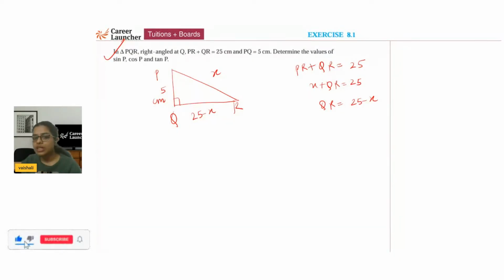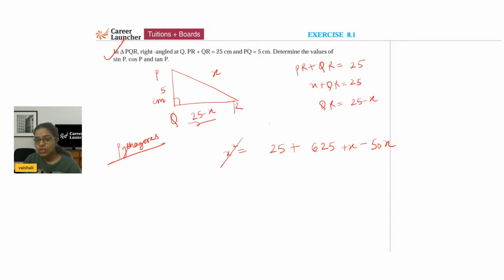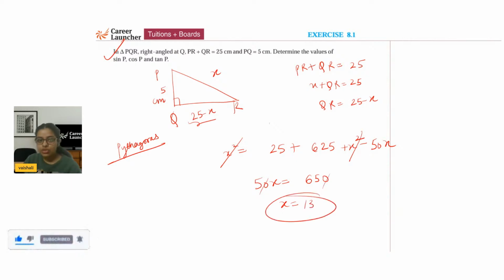Right? Now we need to determine the value of sin p, cos p and tan p. We can do that if and only if we know the value of x. So with the help of Pythagoras theorem, you can calculate the value of x. So x square is equal to 5 square plus 25 minus x whole square. So this is 625 plus x square minus 50x. I can cancel out x square from both sides. And what we are left with is 50x is equal to 650. So the value of x is, 0 cancels, and we are left with 13. So now you know that your hypotenuse is 13 and 25 minus 13 is 12.